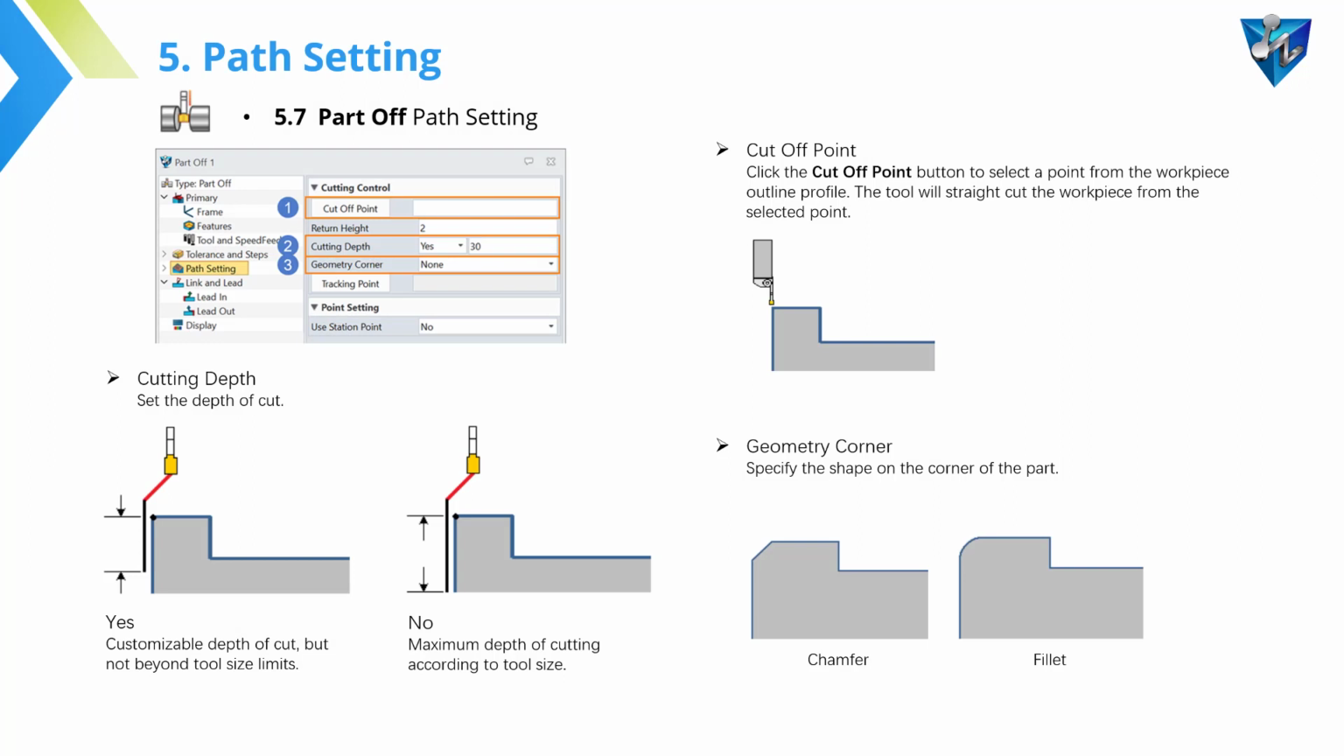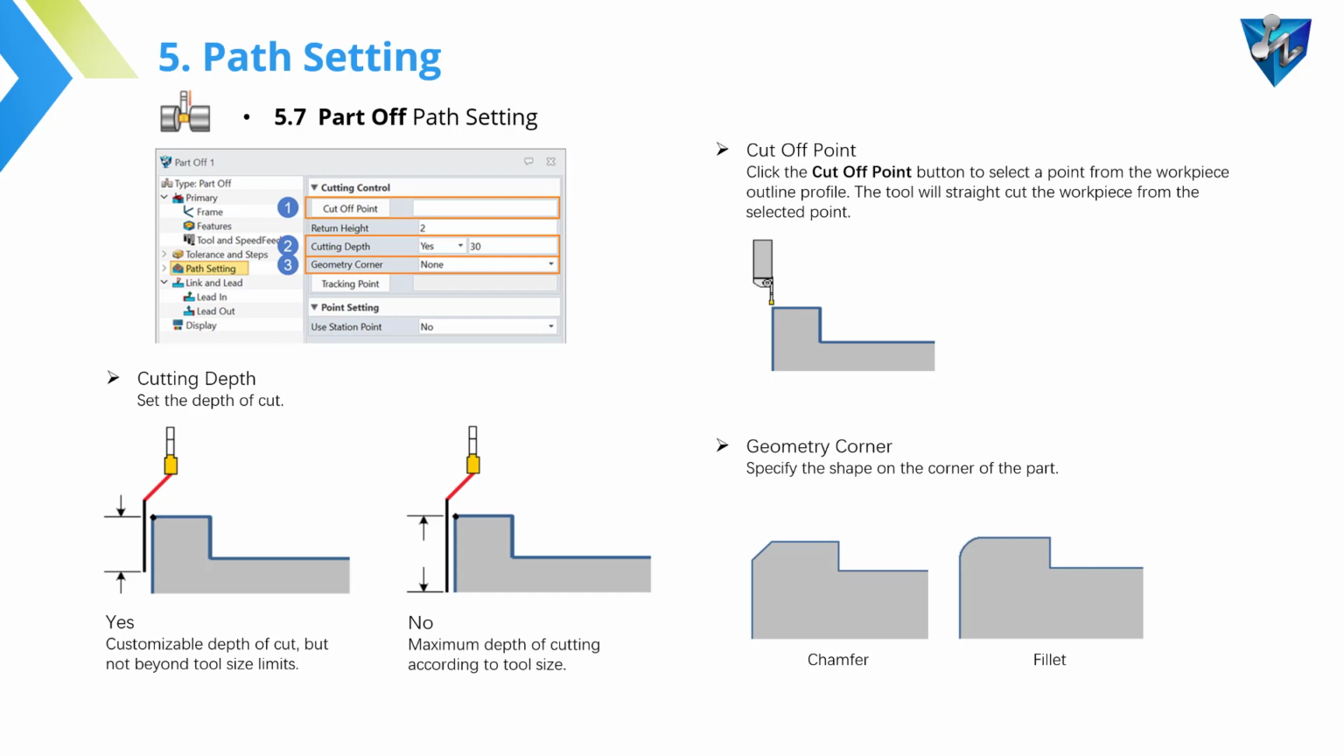The final operation is part off, and let's take a look at its path settings. Part off point, click the cut off point button to choose a point on the workpiece outline profile. The tool will make a straight cut on the workpiece starting from the selected point.